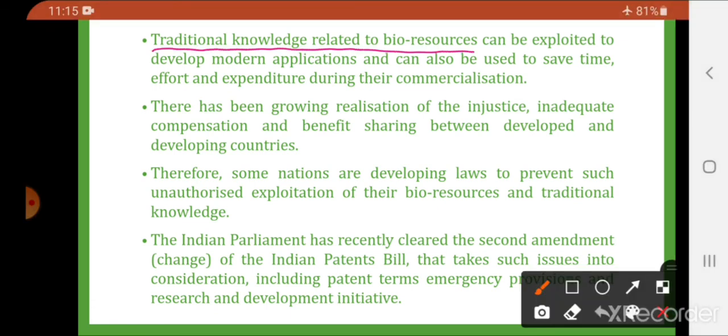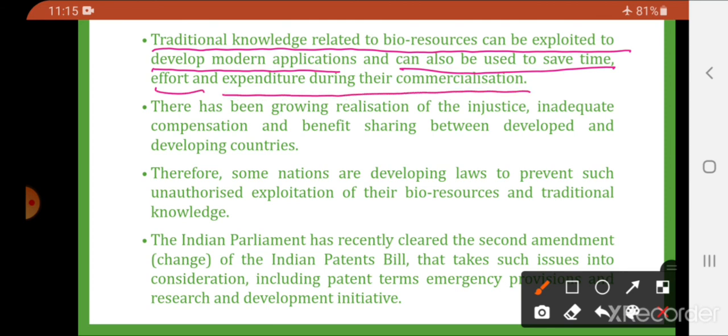Traditional knowledge related to bioresources can be exploited to develop the modern applications and can also be used to save time, effort and expenditure during their commercialization. Okay, जो भी ट्रेडिशनल नॉलेज है पर्टिकुलर रिसोर्सेज का, वो ट्रेडिशनल नॉलेज को एक्सप्लॉइट करके मॉडर्न एप्लीकेशंस में यूज़ कर देते हैं. Say for example, the use of the neem and turmeric in the field of medicine. ऑलरेडी हमारे जो एंशियंट पीपल्स थे, हमारे जो एंसेस्टर्स थे, they have already used the medicine. नीम एंड टर्मरिक का उनको मालूम था कि कैसे उसका मेडिसिनल यूज़ हो सकता है. सो ऑलरेडी इसका प्रोसीजर मालूम है, so it would have saved time and expenditure during the commercialization.